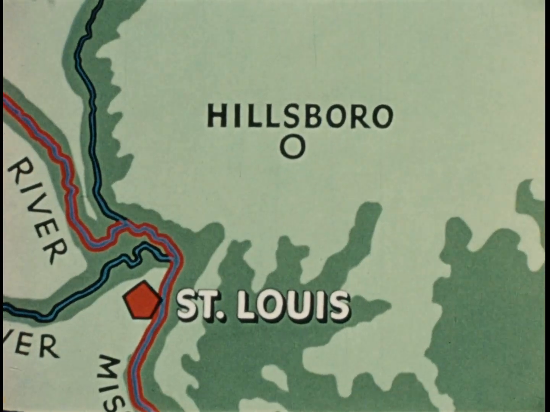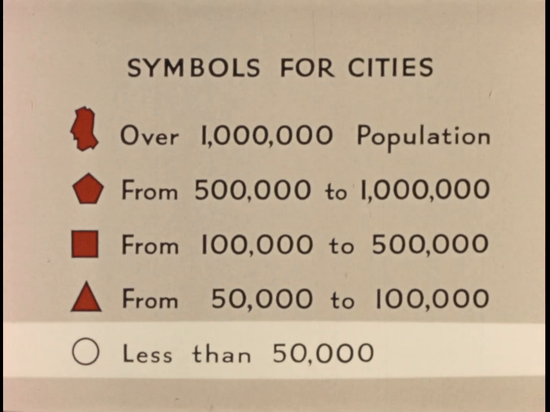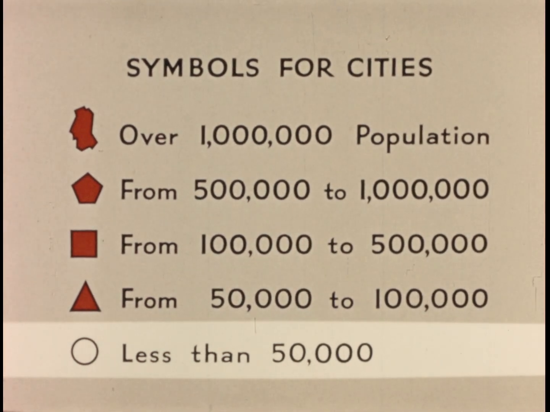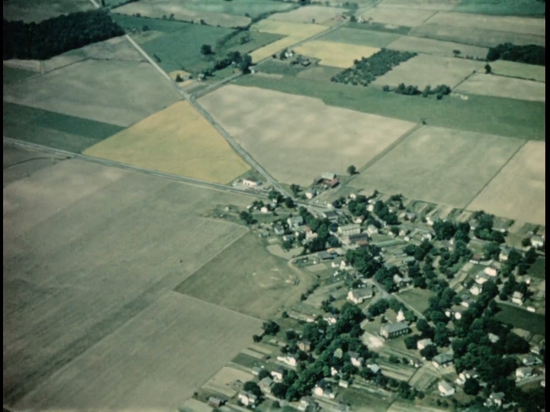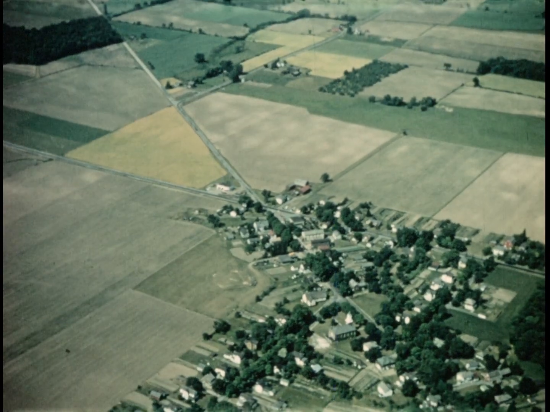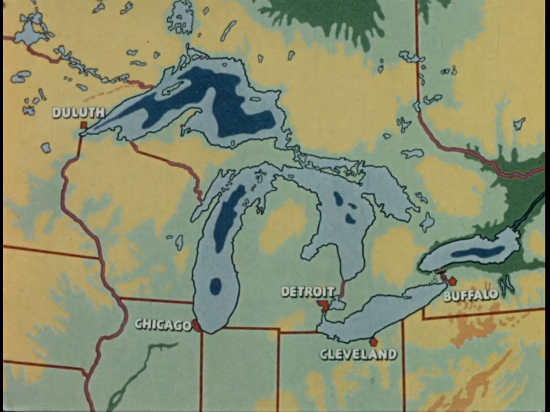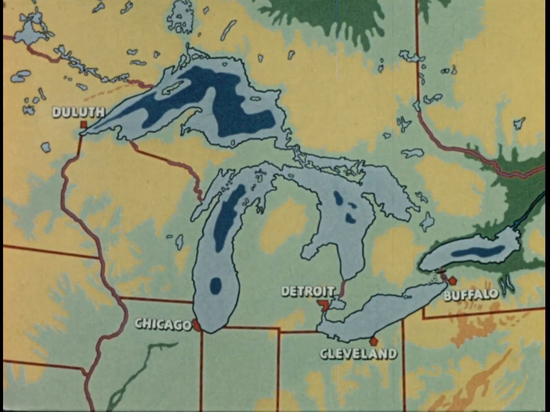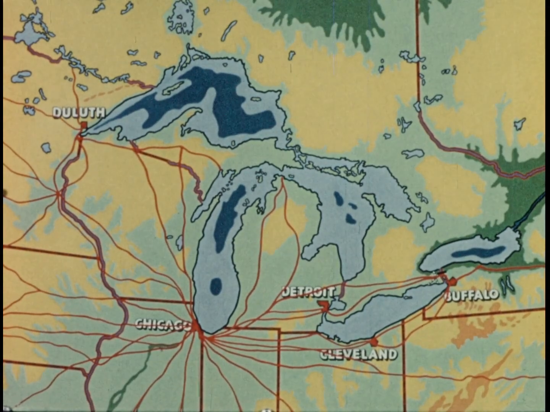Here on the map we see a new city symbol. This kind of circle is used to locate cities of less than 50,000 population. From the air, we see few buildings, mostly homes, which end abruptly where farm fields begin. As we approach the Great Lakes region, a network of red lines indicate that railroads crisscross the countryside.